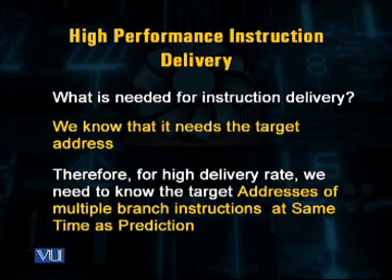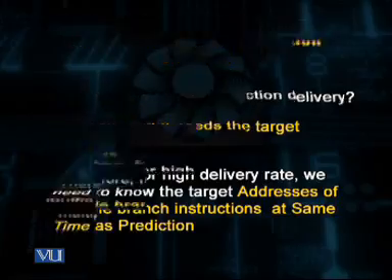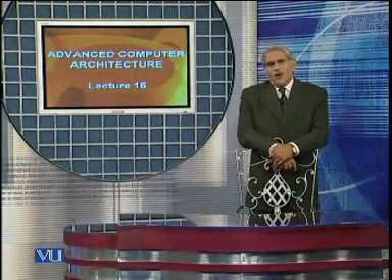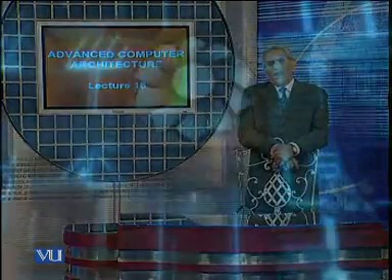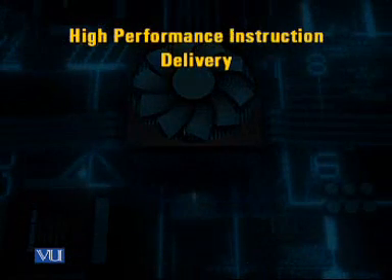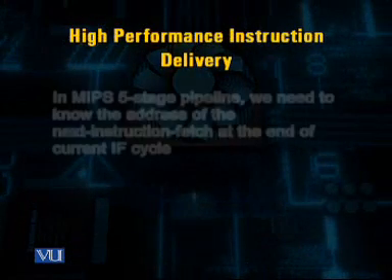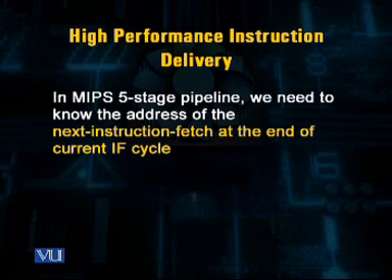We know that it needs the target address. Therefore, for a high delivery rate, we need the target addresses of more than one branch instruction to be available simultaneously in the buffer. For example, in the MIPS 5-stage pipeline, we need to know the address of the next instruction fetch at the end of the current instruction fetch cycle.